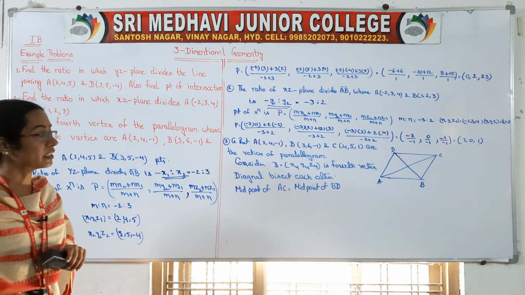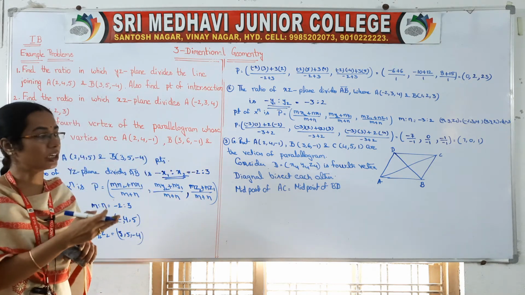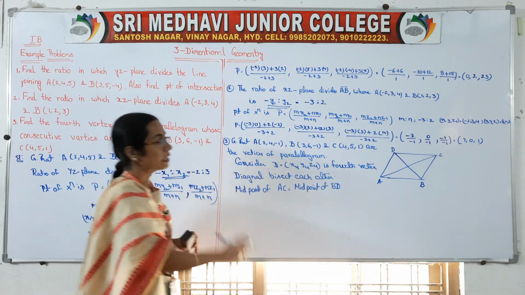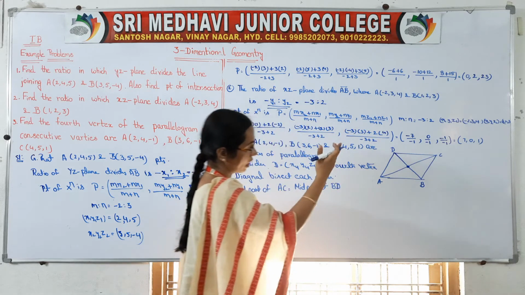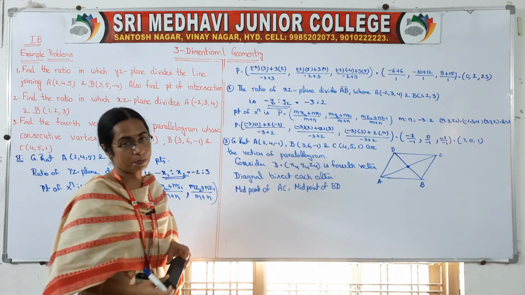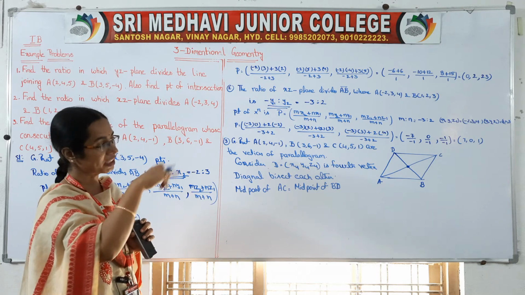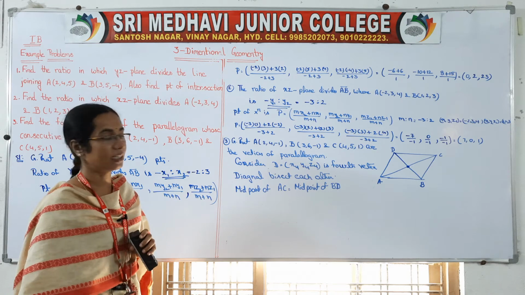Why is it like that? They bisect each other. Diagonals bisect each other. So these diagonals' midpoint will be the same. Okay, so this point will be the same for AC as well as BD. AC is one diagonal. What is the meaning of diagonal? If you join the opposite corners of the figure, they are said to be the diagonals.